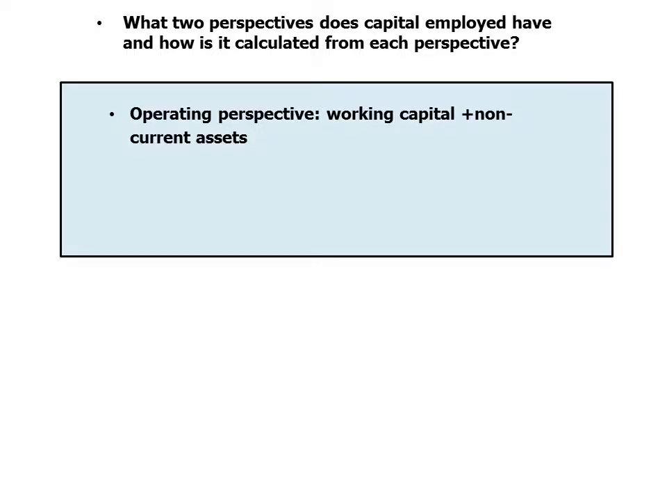What two perspectives does capital employed have, and how is it calculated from each perspective? So from an operating perspective, we can define and calculate capital employed as working capital, so current assets minus current liabilities, plus non-current assets, though that represents the operating assets of the firm. And those are funded with a mix of non-current liabilities plus equity. And from the accounting equation, the two must balance, so working capital plus non-current assets is financed with non-current liabilities plus equity, and they are equal.